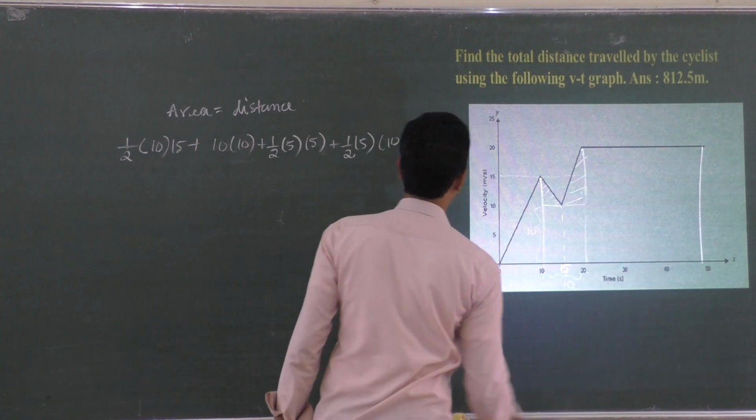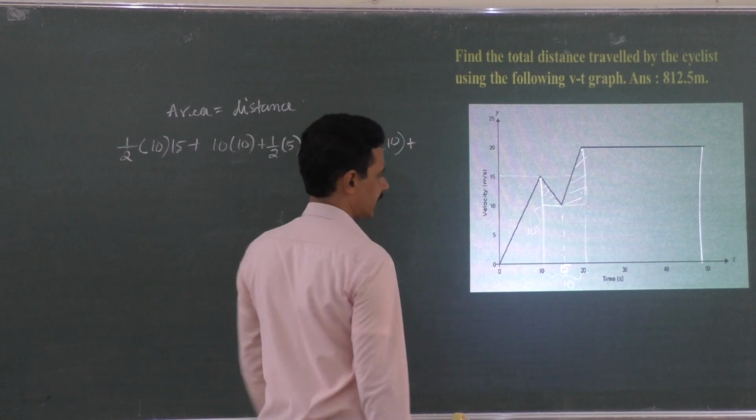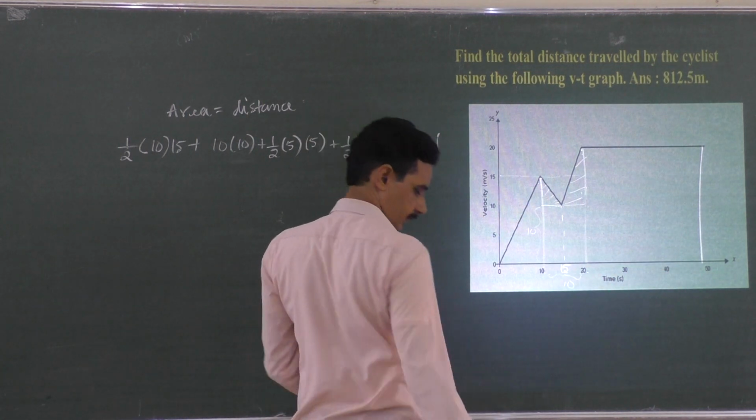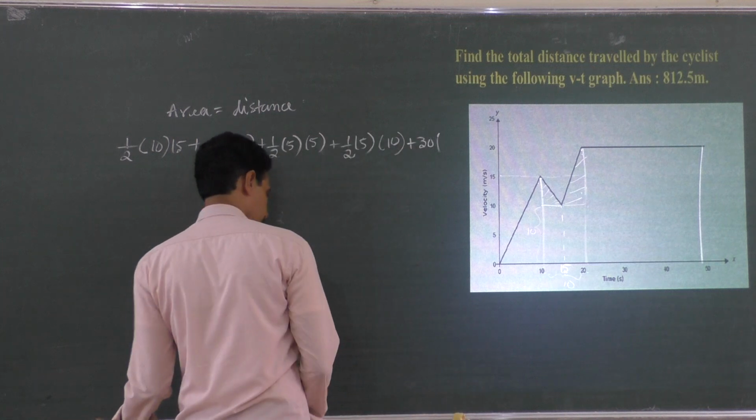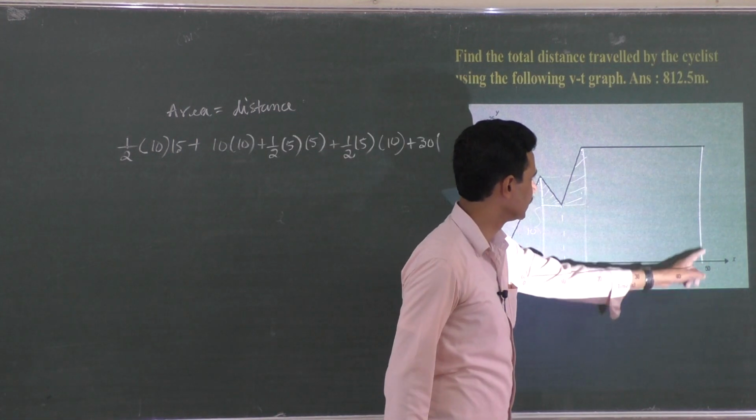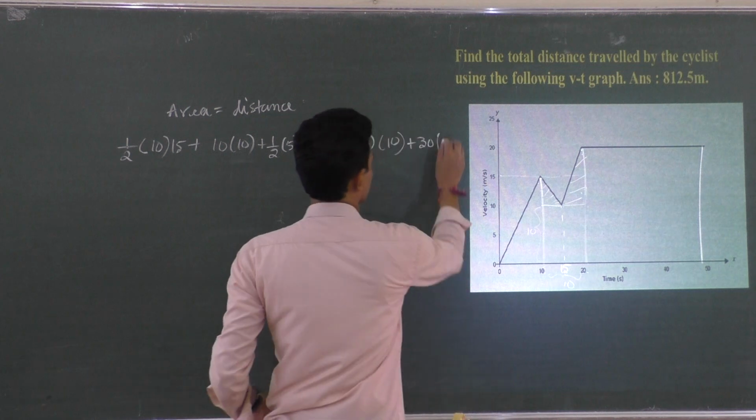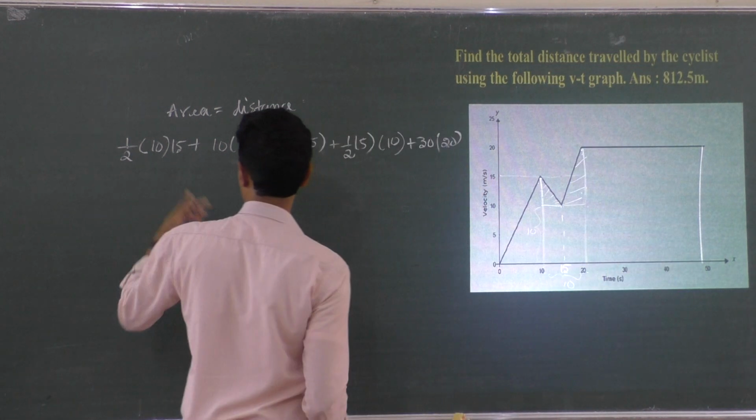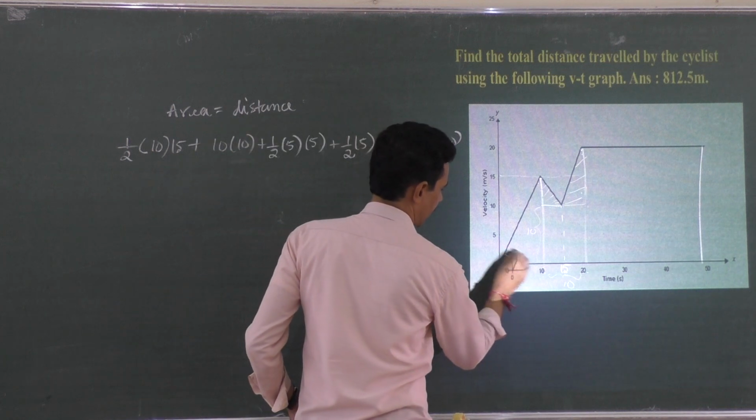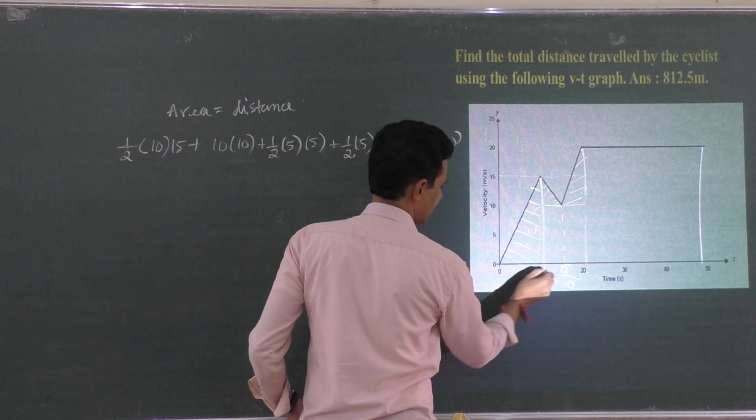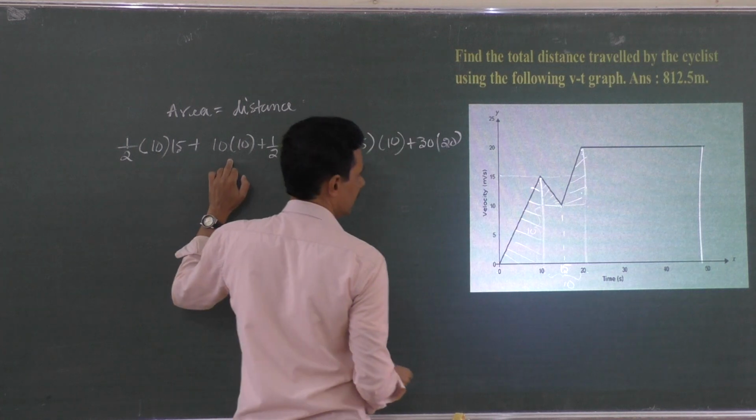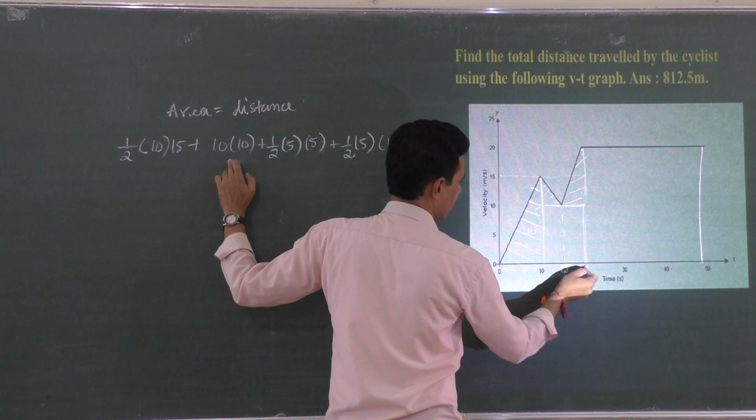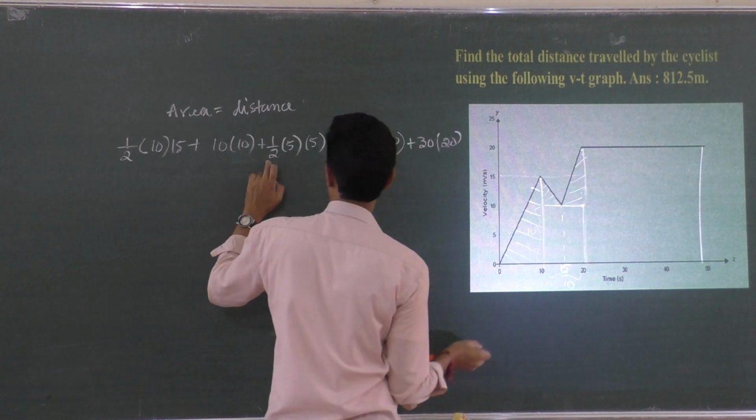Now remaining is the last rectangle, length into breadth. 50 minus 20, 30. Right? Then 30, then height, 20. Area of this rectangle. Okay, I did it like this. This triangle, half base into height. Base is 10, height is 15. That is over. Length into breadth, this one I have taken. Length is 10, height is 10, 10 into 10.